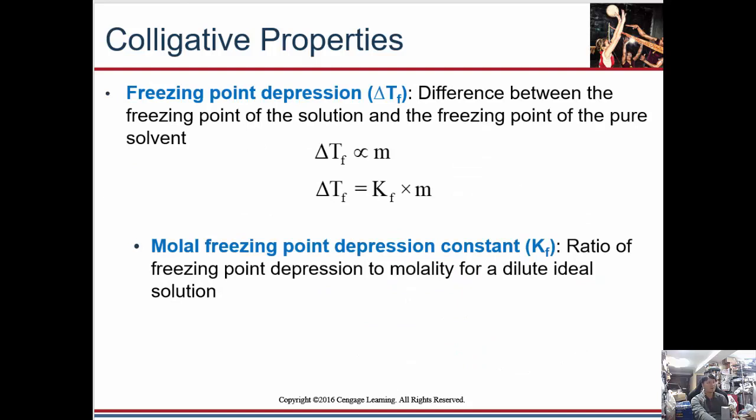And so this is freezing point depression. Freezing point depression is given by this, depression. How much lower is it going to be? So this is the change in the freezing point here, delta T. This is change in freezing point. And that's going to be proportional to the molality of all the particles.